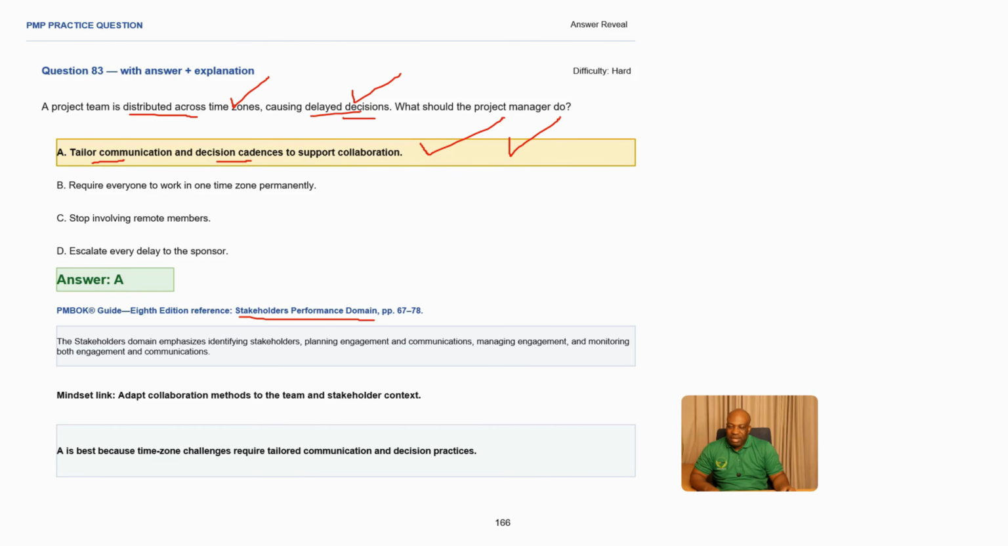The best mindset in this scenario is to adapt collaboration methods to the team and also stakeholder context. So the context here is based on the time zone. So this is a very important mindset to apply to this particular question. You need to adapt collaboration methods to the team and stakeholder context. Making A the best answer because time zone challenges require tailored communication and also decision practice. Making A the best answer.